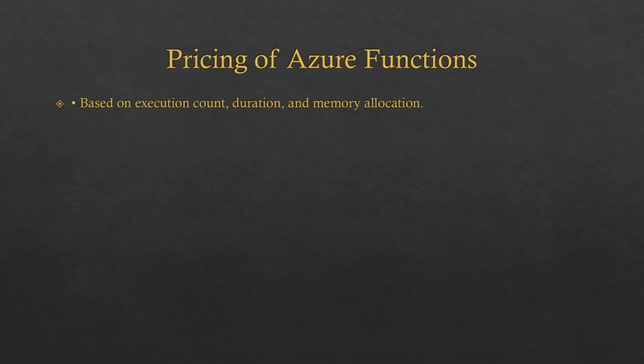Azure Functions pricing is similar to AWS Lambda. You are charged based on the number of executions, the duration of function execution, and the allocated memory. It's designed to be cost efficient, especially for infrequent or sporadic workloads.